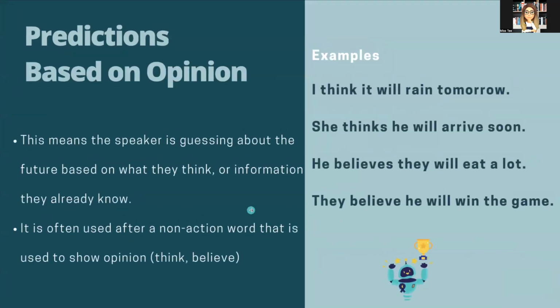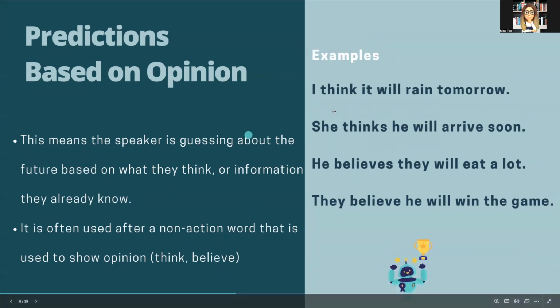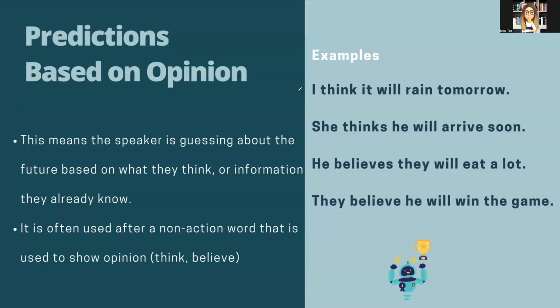Now, we also use this tense for predictions based on opinion. To explain that more, this means the speaker is guessing about the future based on what they think or information they already know. It is often used after a non-action word that is used to show opinion, such as the words think and believe. So we're going to look at these examples here. We'll look at the first one. I think it will rain tomorrow.